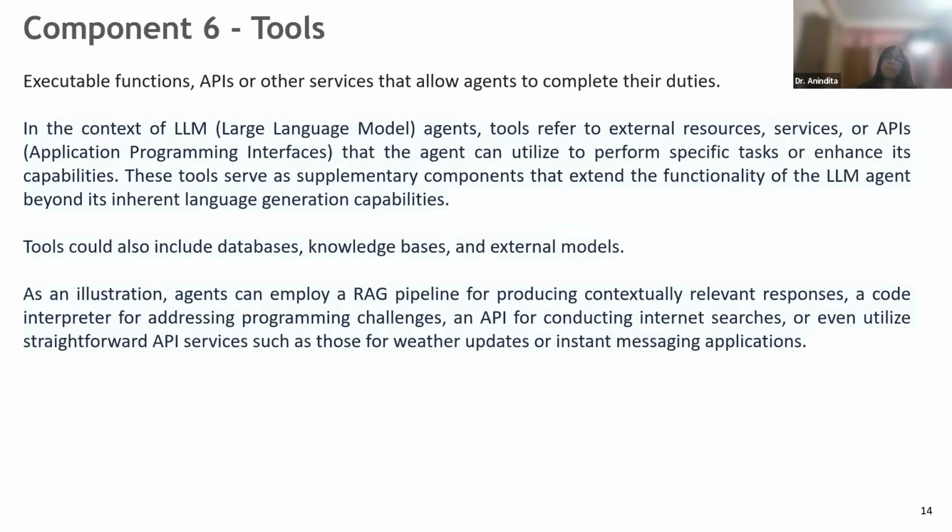Next is the tool, another very important component. As we have talked about, in the agentic system we definitely have to access different external resources, services, or APIs that the agent can utilize to perform specific tasks or enhance its capabilities. The tools will include databases, knowledge bases, and external models. Agents can employ a RAG pipeline for producing contextually relevant responses, a code interpreter for addressing programming languages, or an API for conducting internet searches. All these are different tools that the agentic system can implement or deploy or access via an MCP server.